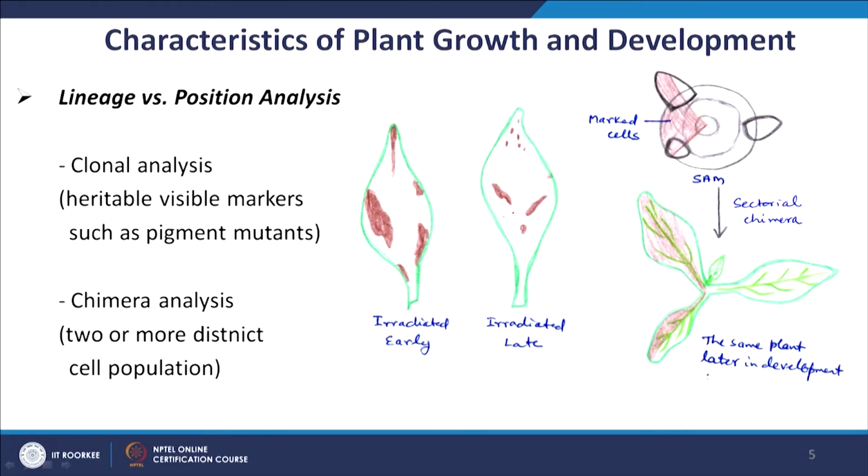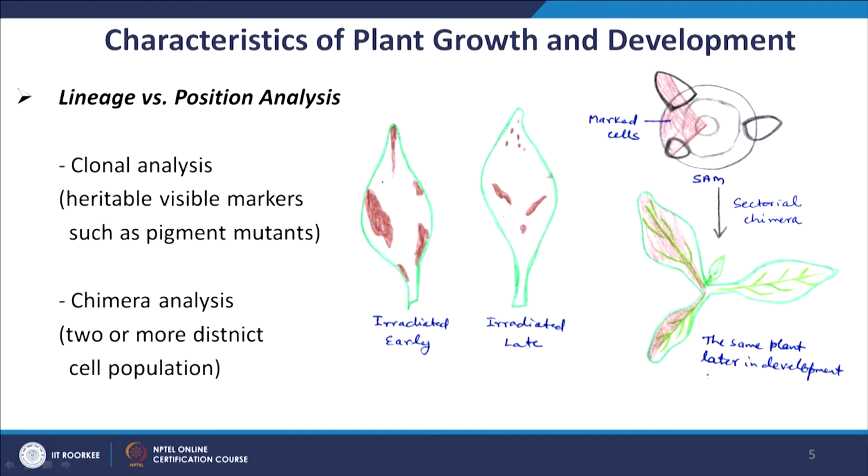But if you take this leaf and irradiate at a later stage, when the development is quite complete, then you see that these patches are relatively smaller in size. So, what does this tell? This tells that through clonal analysis you can actually identify the lineage and the cells which are coming from the lineage. So, there is a strong correlation between lineage as well as position. Okay. Another way of checking this is chimera analysis.